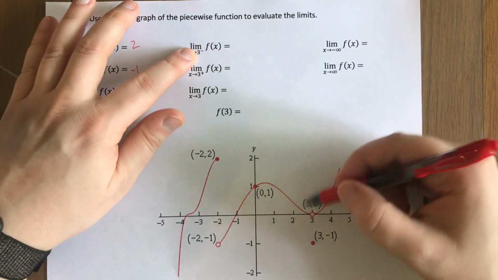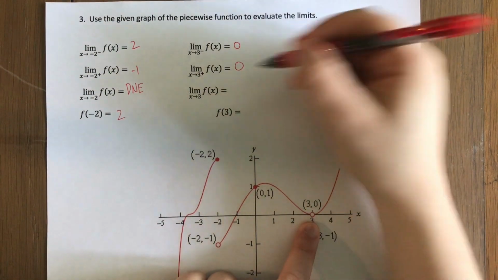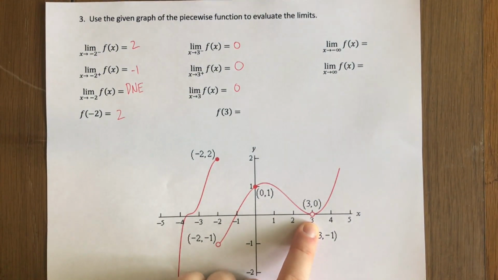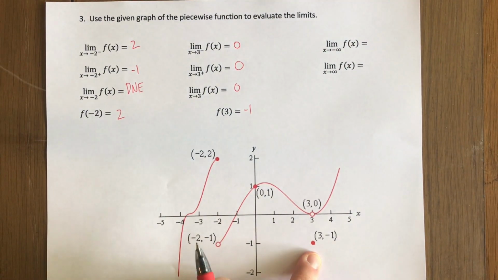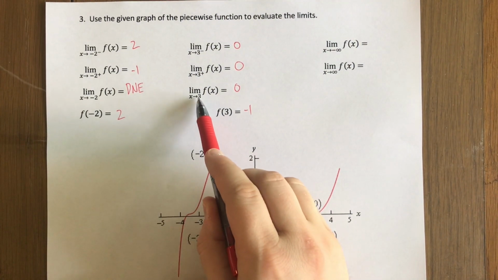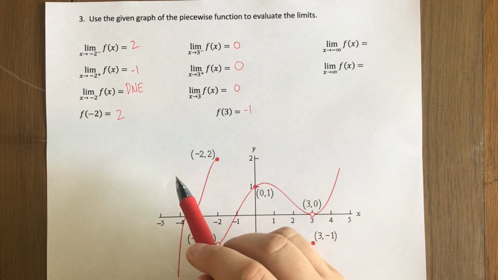As we approach 3 from the left, it looks like we're at a height of 0 from both left and right, which means the actual limit is also 0. However, our function is actually defined way down here at -1. Okay, and again, this just highlights the difference between the limit, which is the intended height, and f of 3, which is the actual height.